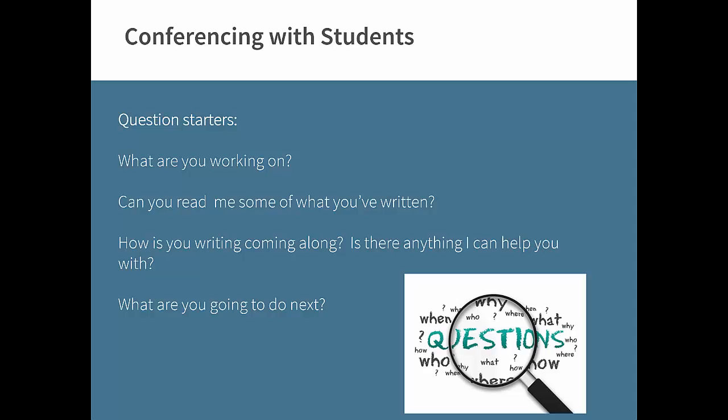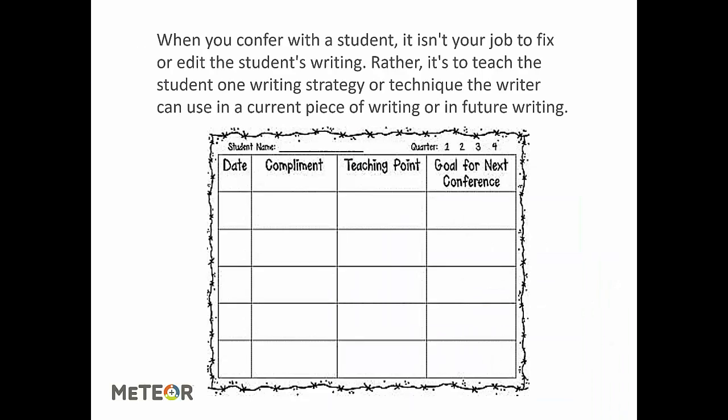One of the best habits we can help young writers develop is the habit of reading over their own work. How is your writing coming along? Is there anything I can help you with? Try to find out if they have a specific problem that you can help them with. And what are you going to do next? This is the best question of all because it focuses the student's attention on what they need to do next, something that many beginning writers don't give much thought to. Remember, the key to a good teacher-student conference is that you are teaching the student one writing strategy or technique, not fixing or editing the student's writing.